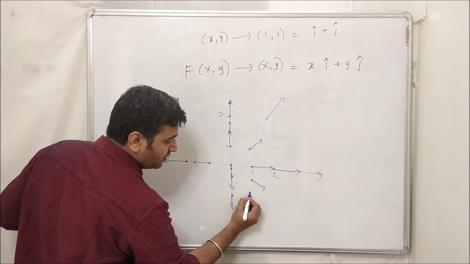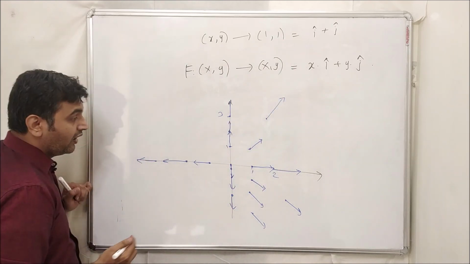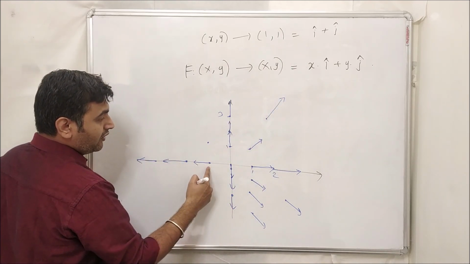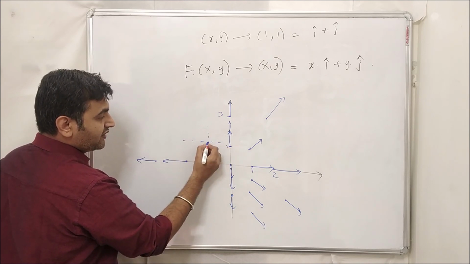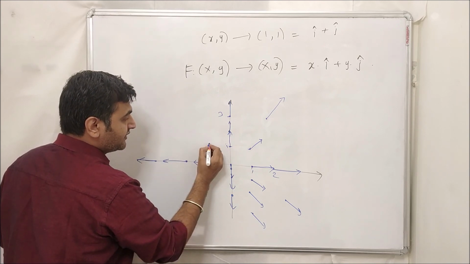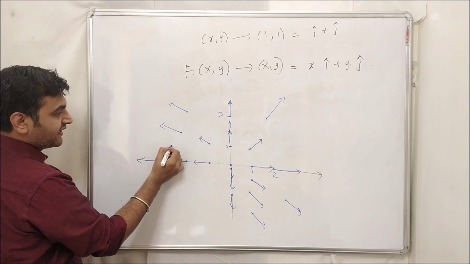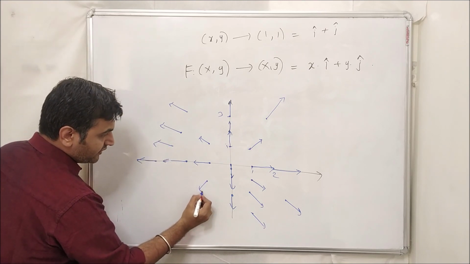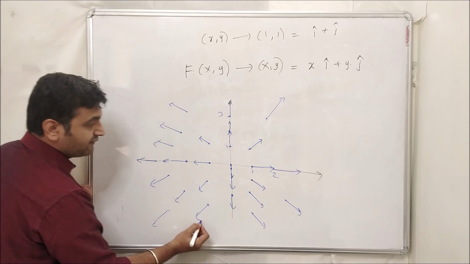So here you will observe the vectors will go away. Here also they are going away. And here if you take this point, -1 comma 1, you treat this as origin. -1 comma 1 is over here, right? So therefore the vector field at this point is this. Here the vector fields will go in these directions. Here the vector fields will go in these directions. So this is how you plot the vector fields.